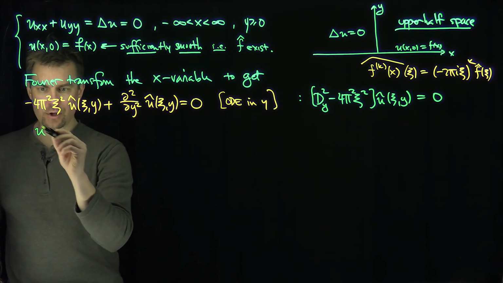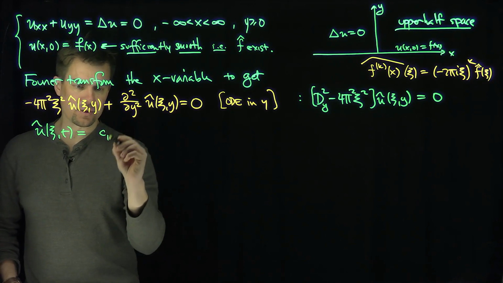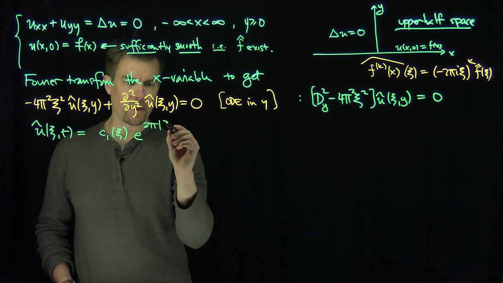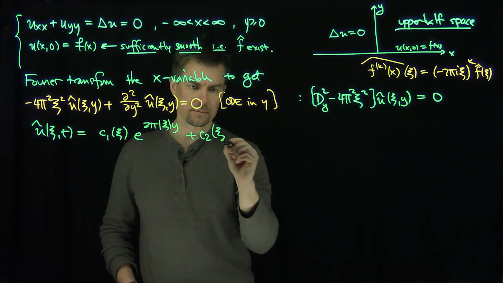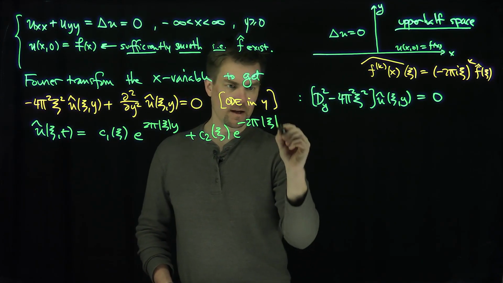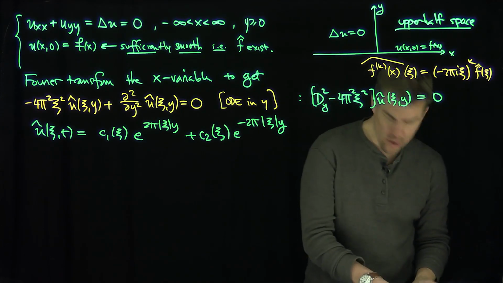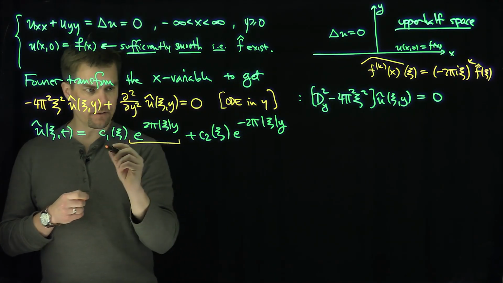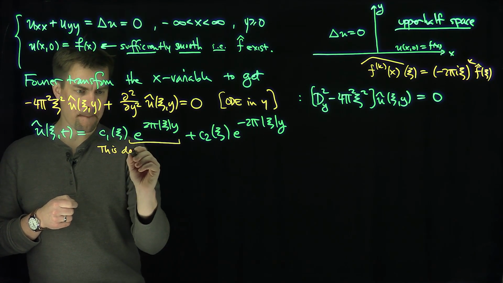We're going to conclude from this that u hat of xi and y is a function c1 of xi e to the positive 2 pi modulus xi y, plus c2 of xi e to the minus 2 pi modulus xi y, like so. Now at this juncture, we know that this function over here does not decay at infinity. This does not decay.